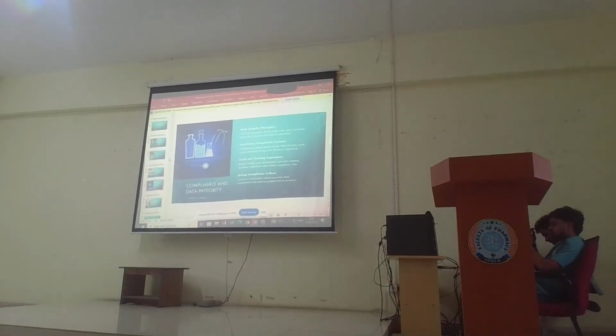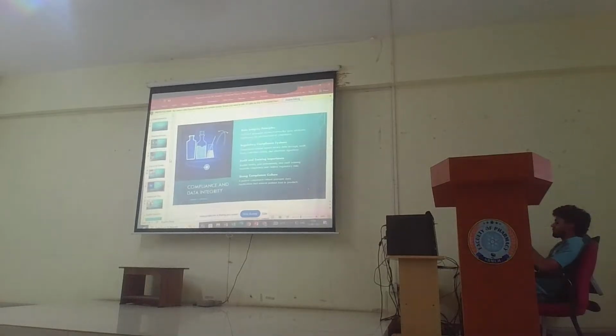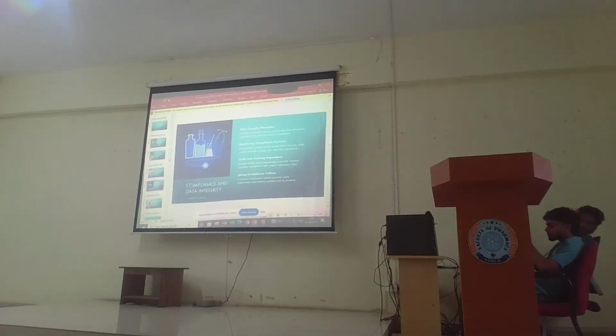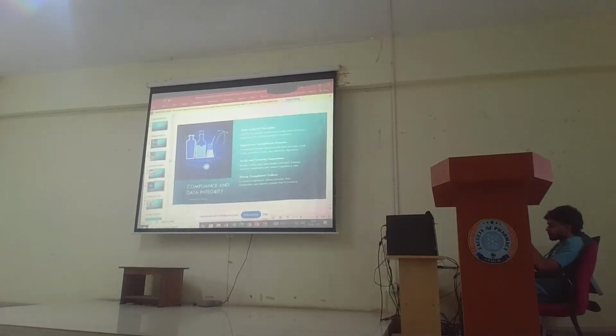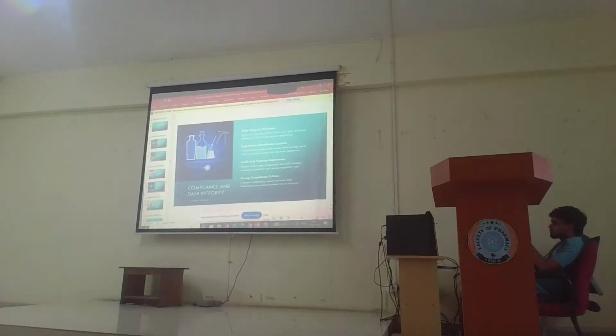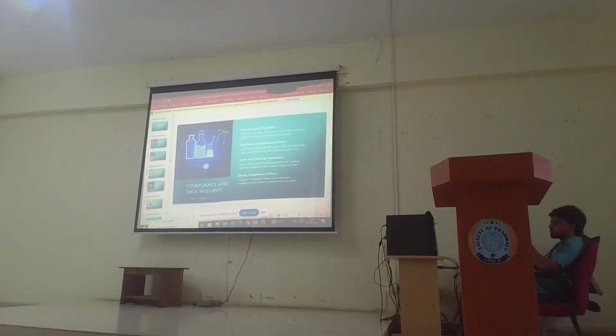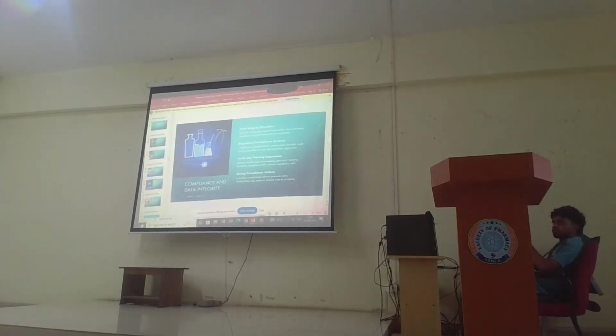So ultimately, strong compliance will be maintained. So strong compliance ensures that the quality system operates effectively and the patient receives safe pharmaceutical products. So compliance prevents data falsification and ensures the patient receives safe products. So please switch to the next slide.